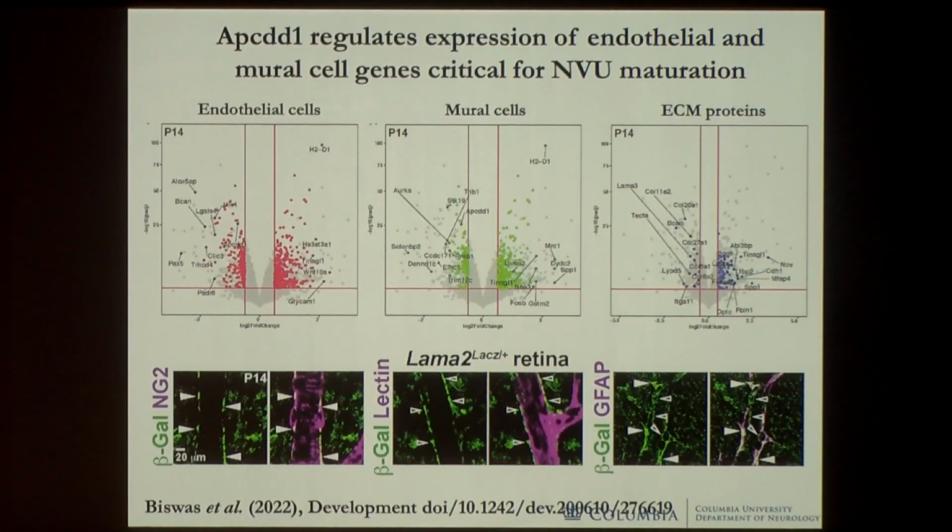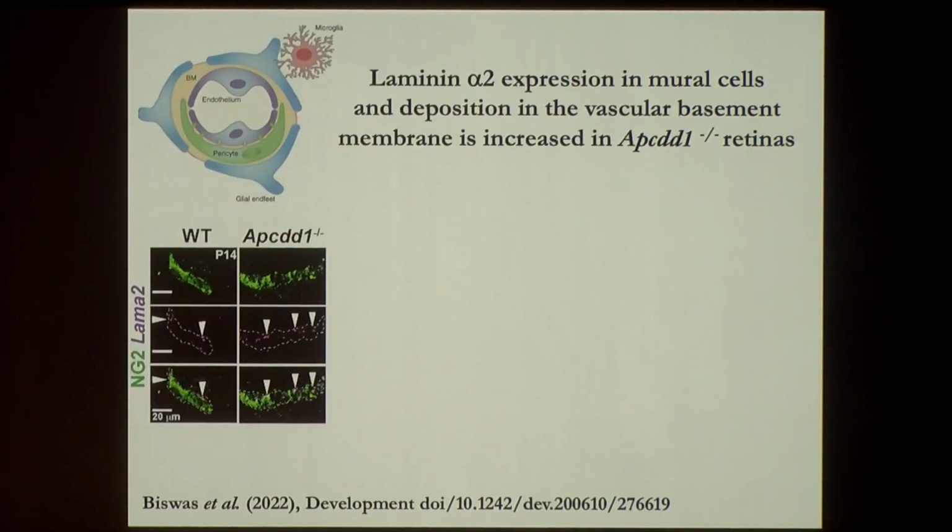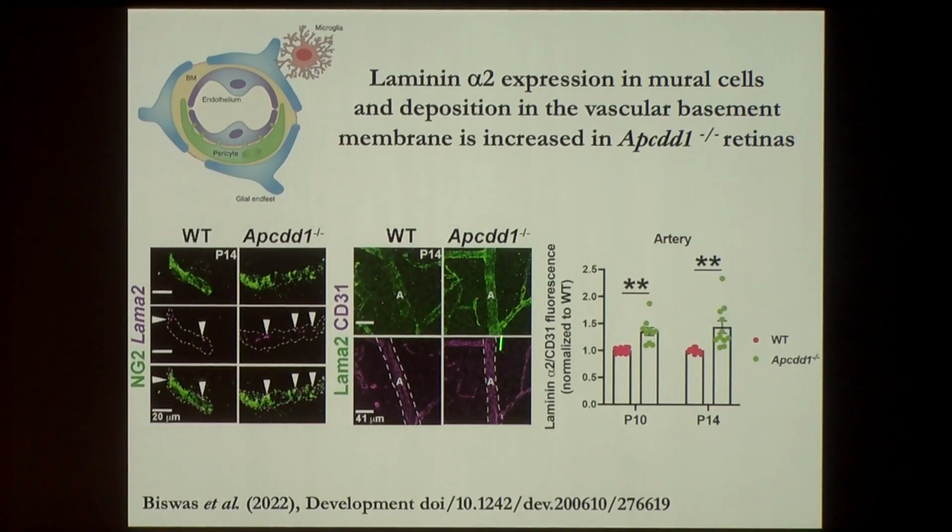And so, consistent with the bulk RNA sequencing data, what we did see by fluorescent in situ hybridization is that the transcript for laminin alpha-2 was upregulated in Ng2 positive cells in the APCD1 mutant. And at the protein level, we saw a larger deposition of laminin alpha-2 in the basement membrane. What I'm showing here are the arteries, because the phenotype was more prominent both in the arteries and in the veins.